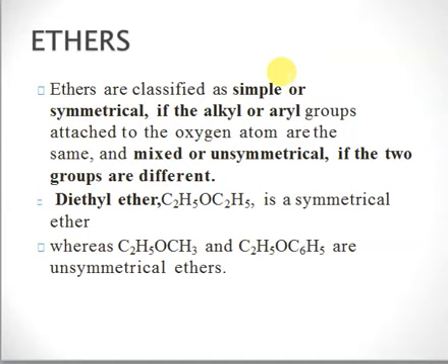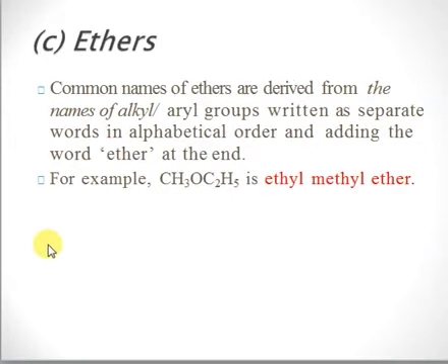However, if one group is ethyl and another group is methyl, since the groups are different, the ether will be called a mixed or unsymmetrical ether. For example, diethyl ether: we have an ethyl and an ethyl group, both the same, so this is a simple or symmetrical ether. Whereas here this is an ethyl group and this is a methyl group, and since both groups are different, this is called a mixed or unsymmetrical ether. Similarly, this is also an unsymmetrical ether because both of these groups are different. So this is the classification of the ethers.